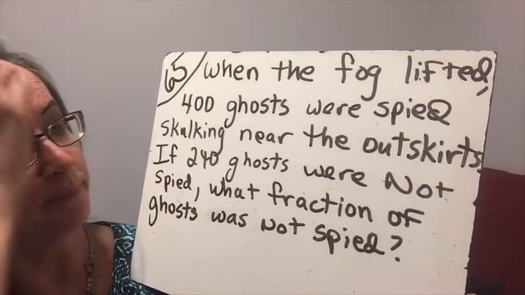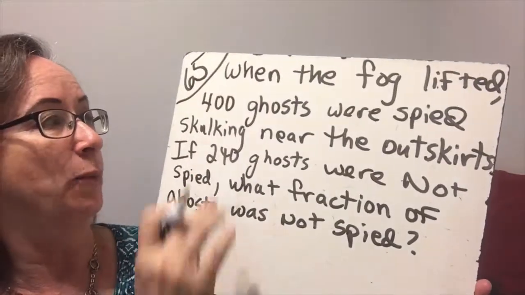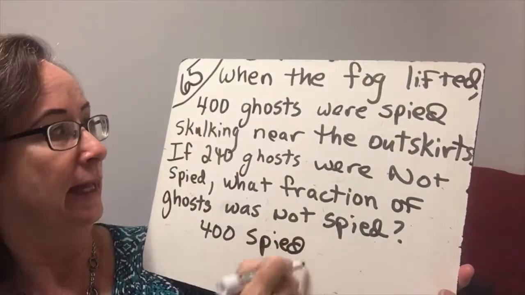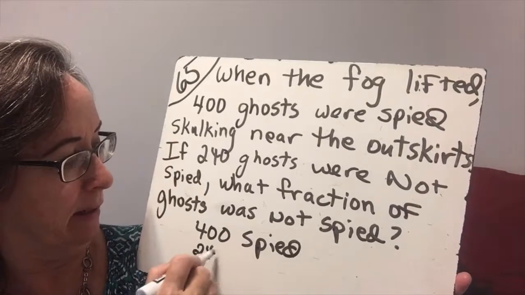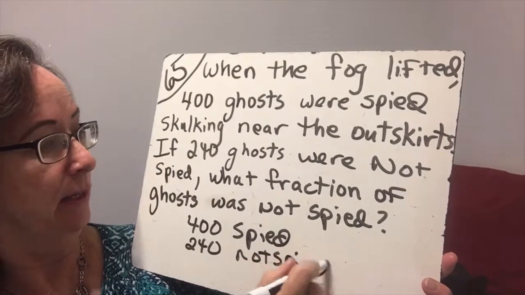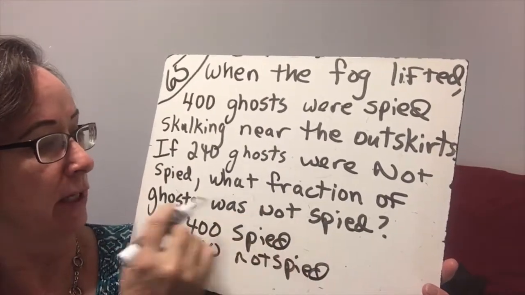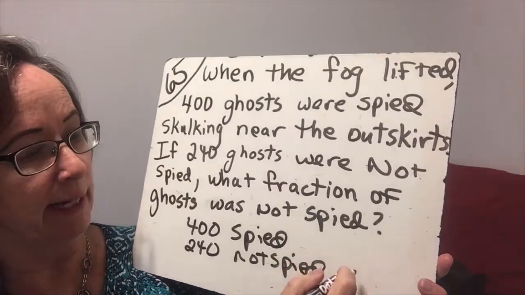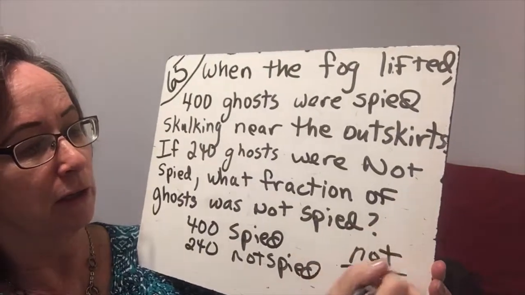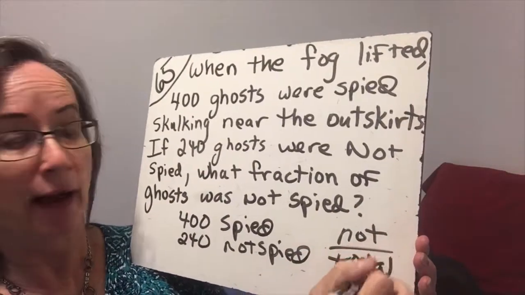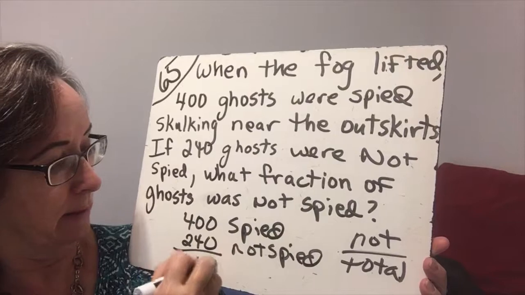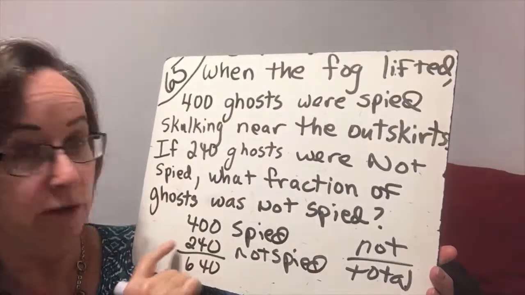All right, so now we're going to look at the problem. So we had 400 spied, okay? And then it says 240 were not spied. Okay, so then it says what fraction of the ghosts was not spied. So we're trying to find this not spied over total, because that would give us the fraction of the ghosts not spied. So the total is 640, and those not spied are 240.